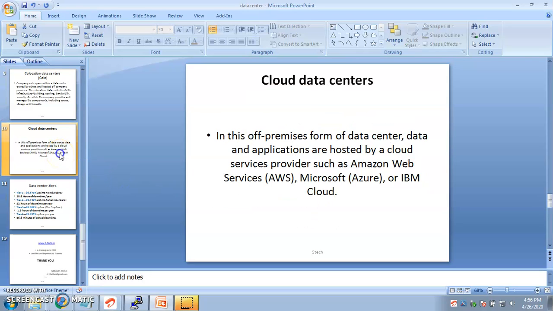Coming to the most important part, cloud data centers. In this off-premises form of data center, data and applications are hosted by a cloud service provider such as Amazon Web Services, that is AWS, Microsoft Azure, or IBM, or Google Cloud, and so on. So it's basically a virtual data center.